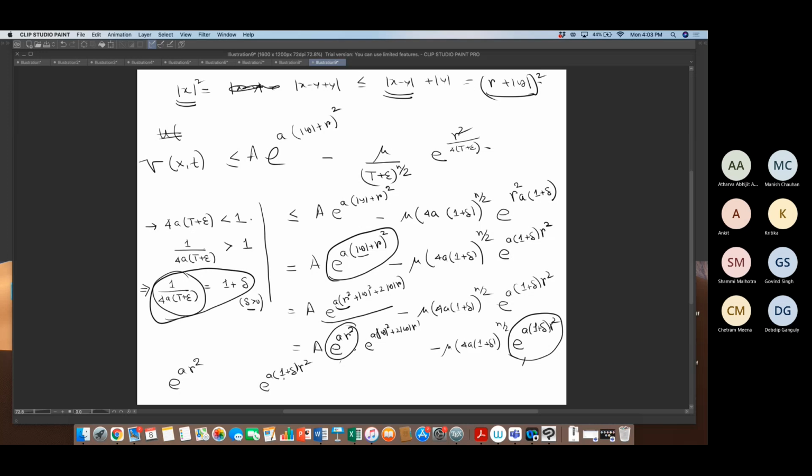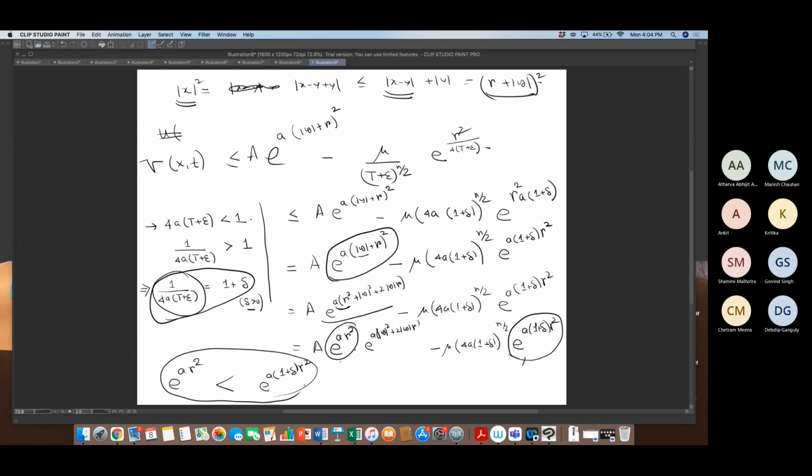What happened? Which term is bigger when r is very large, for a positive? Second one. Because e to the power 1 plus delta is there. Here is a into 1. Here a into 1 plus delta. So this is much larger.